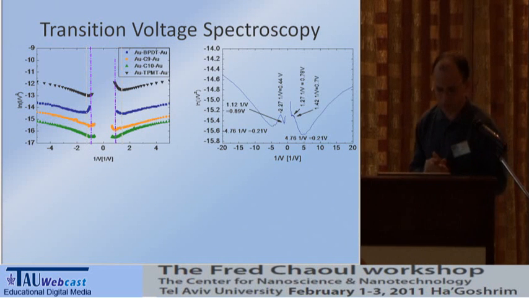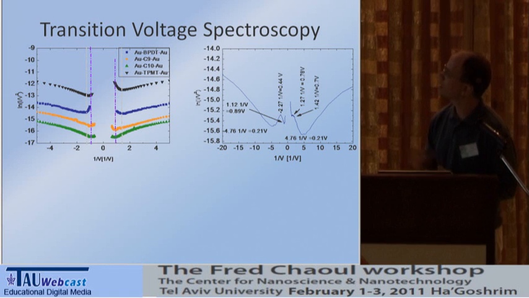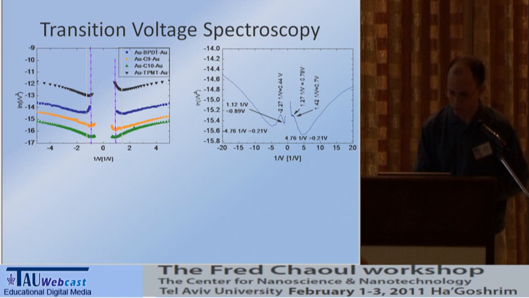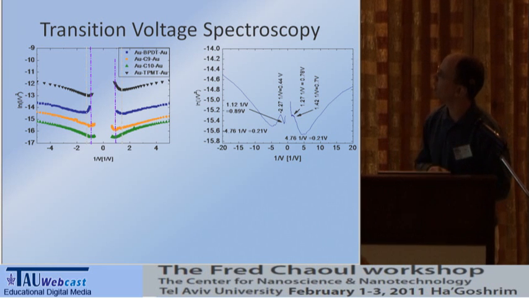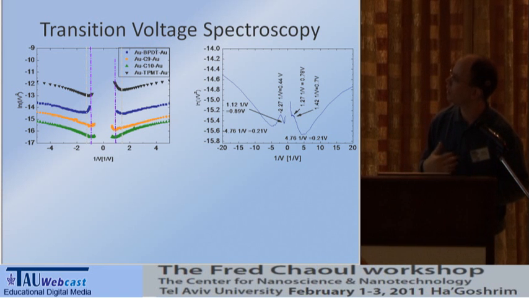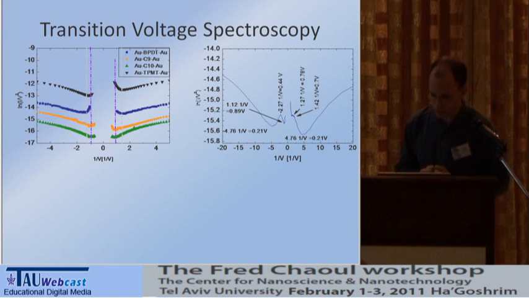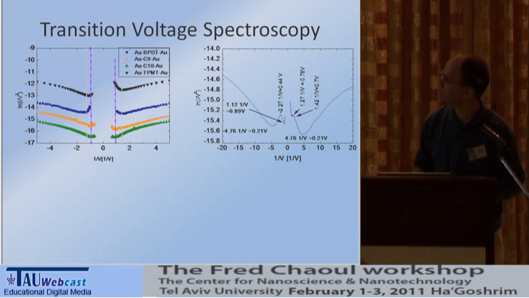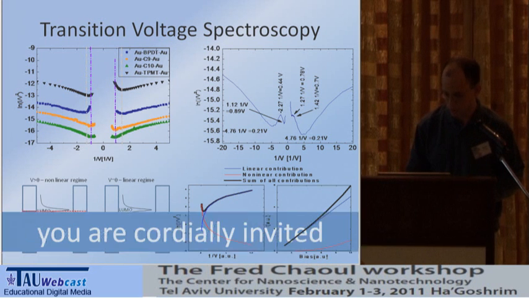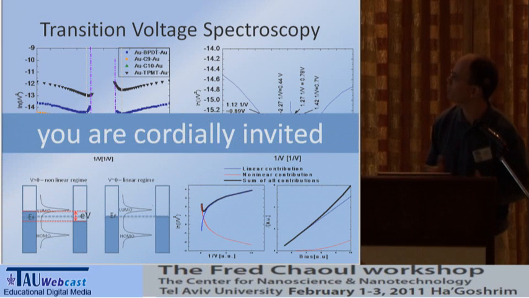But if we change the axis of the plot, you can see that there are two different slopes of the curve. The linear one is direct tunneling, and the change in the slope is from resonant tunneling of the molecule. You can see in the case of the ferrocene, there are two different peaks which are in agreement with the conductance spectrum. Also, I present the theoretical explanation and an example, and you're cordially invited to see the poster and discuss it.